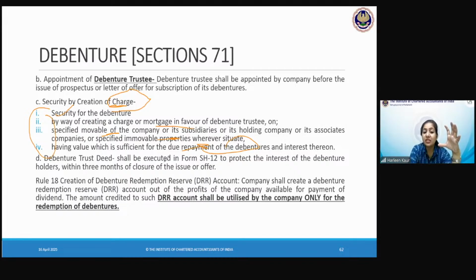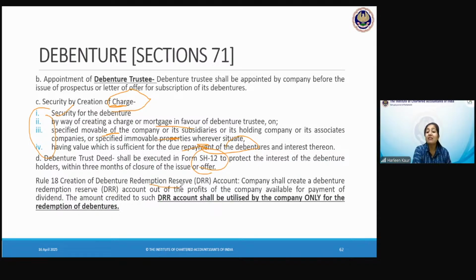Now, debenture trust deed will be made in form number SH12. So you have appointed this trustee. You have signed a form that is SH12 to protect the interest of the debenture holders. A debenture trust deed is made and debenture trustee is appointed.